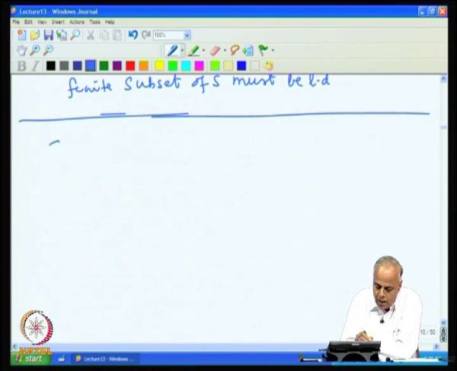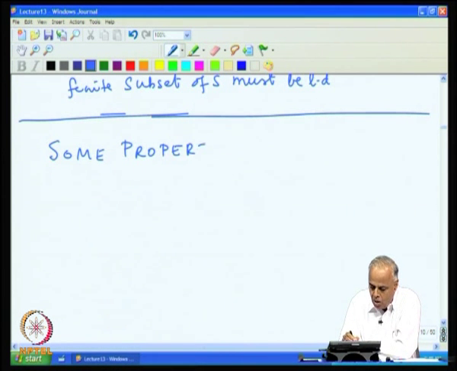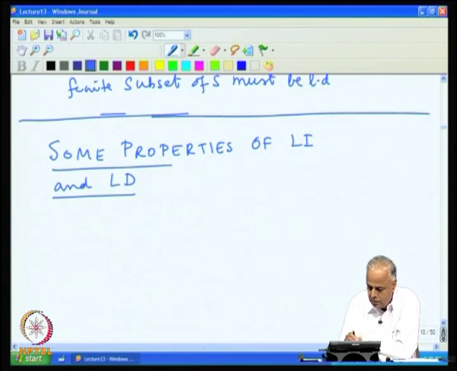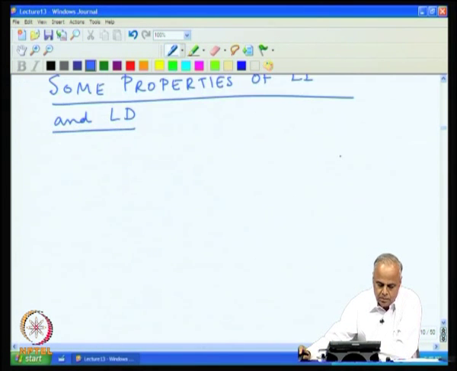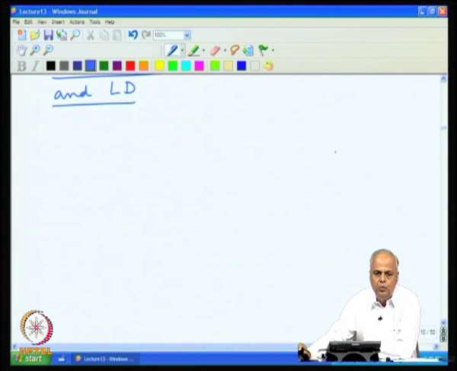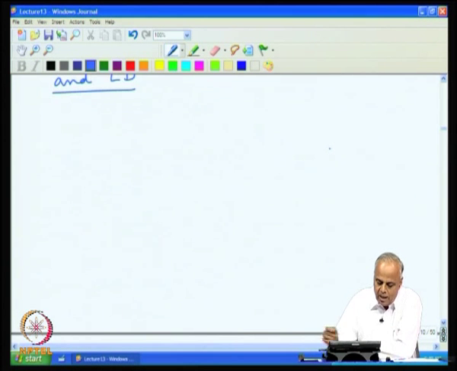So, now we will look at some properties of linear independence and linear dependence. We shall look at some very useful important properties which will come in handy very often in our analysis.